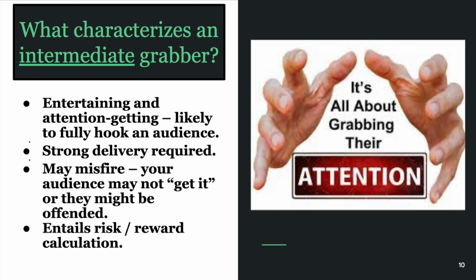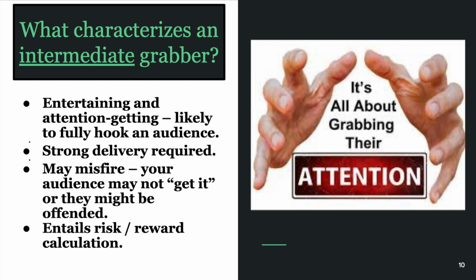If you're doing an intermediate grabber, you have to have strong delivery abilities. You have to be confident in what you're doing, and you have to use the 9 aspects of delivery effectively to make the grabber effective. An intermediate grabber has the potential to misfire. Your audience may not get it, or they might be offended. There's some risk-taking involved in an intermediate grabber, but that risk is part of your risk-reward calculation.